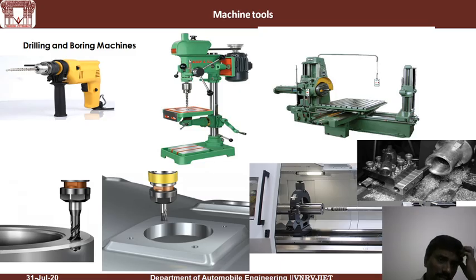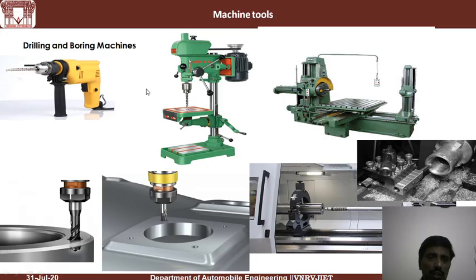Unit number 5 consists of drilling and boring machines. You can see these visuals. The drilling machine is for making holes, and the boring machine we can use for enlarging existing holes. This is a boring machine, and these are drilling machines. Suppose a solid workpiece is there and you want to make a hole, for fixing a bolt or nut or joining two plates.